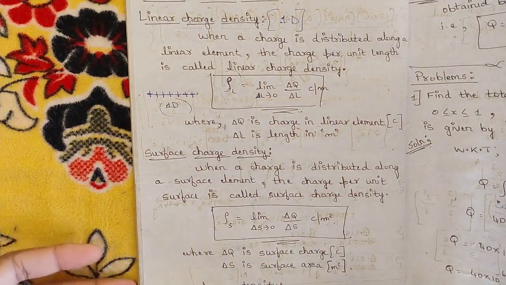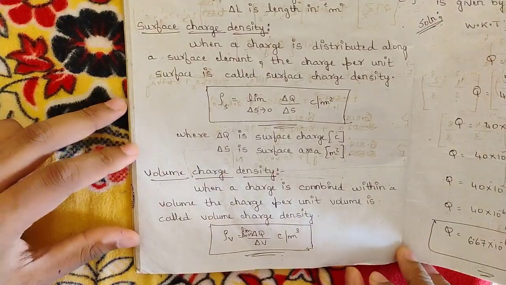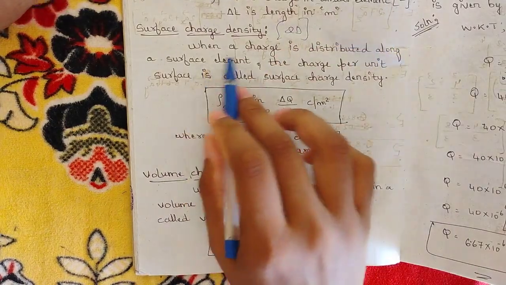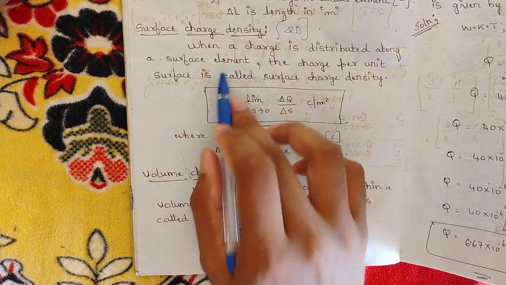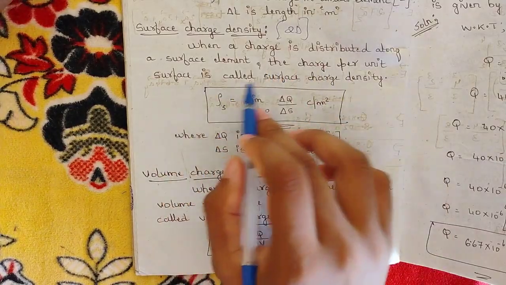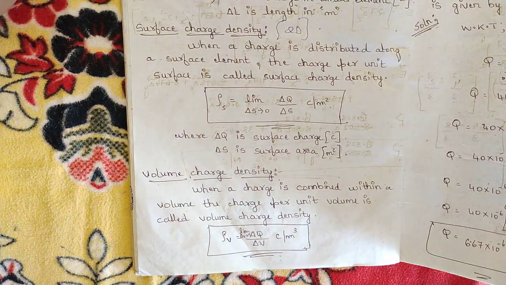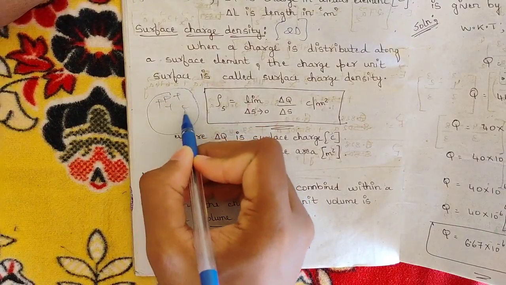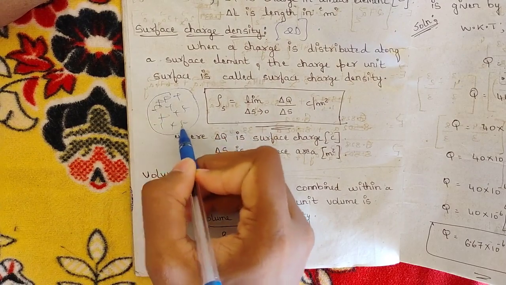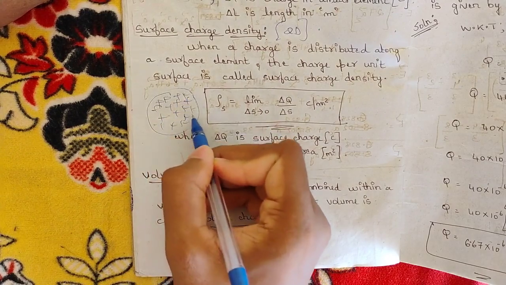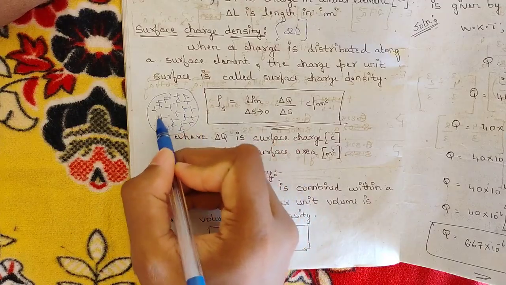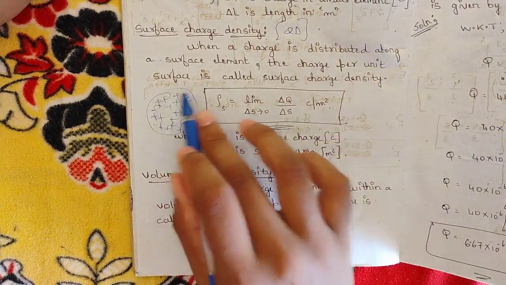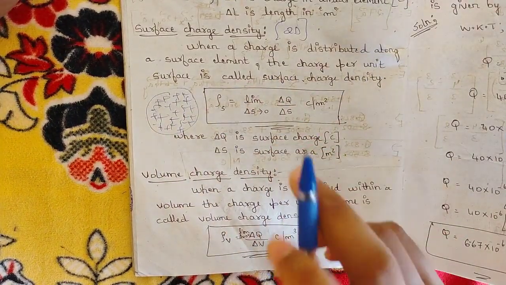It is basically a one-dimensional object. Next we have surface charge density, which is a two-dimensional surface where a charge is distributed along a surface element. The charge per unit surface is called the surface charge density. You can consider a single circle here, where the charges, plus or minus, it's left to you, or the ions are distributed along the surface. So this is the surface charge density.